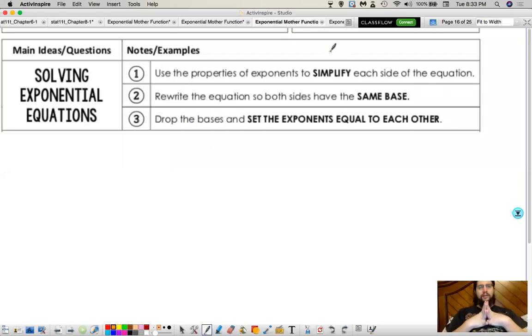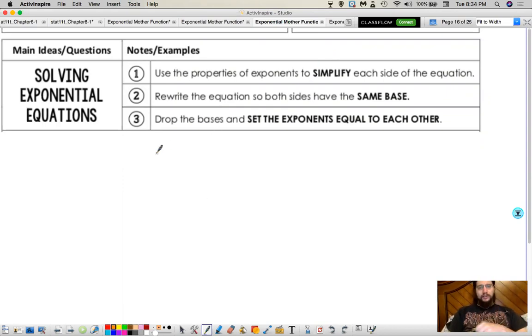All right, guys, let's talk about solving these exponential equations. So we got to go back to properties of exponents. Whenever we multiply exponents, we add the exponents, right? They have to have the same base. In order to solve these things, we have to make sure they have the same base as well. They can only have one base.